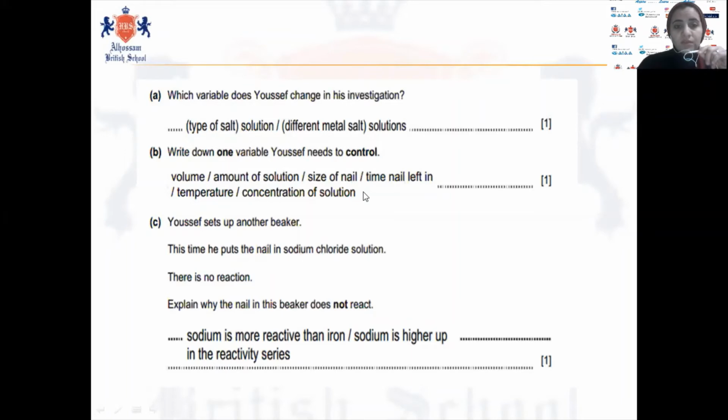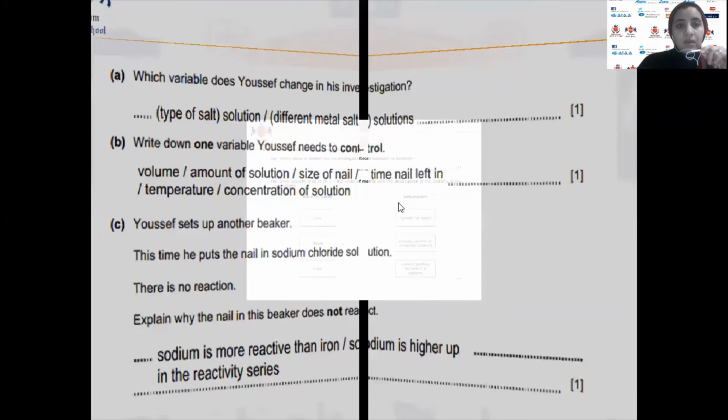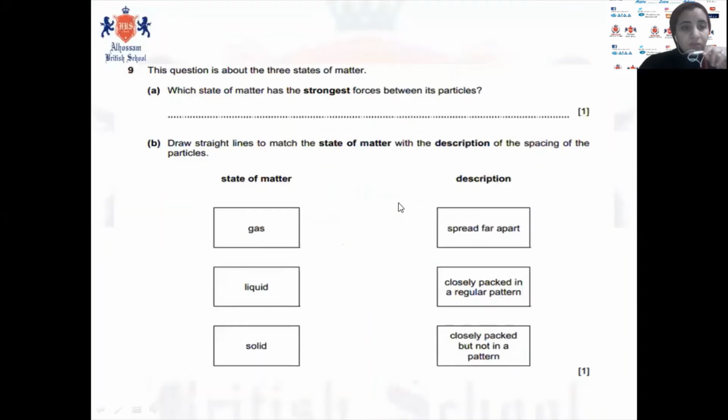Okay, next question. State of matter. Who can solve? Yes, Hashim. This question is about the three states of matter. Which state of matter has the strongest force between its particles? Solid. Excellent. What else?